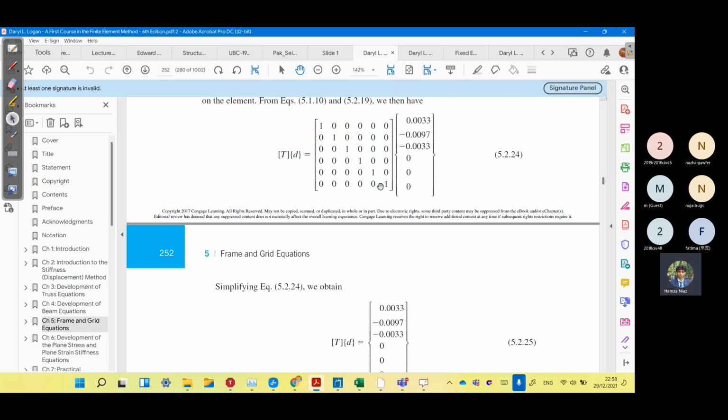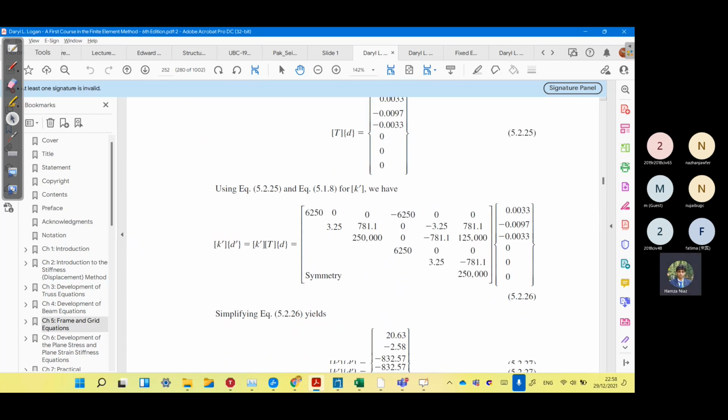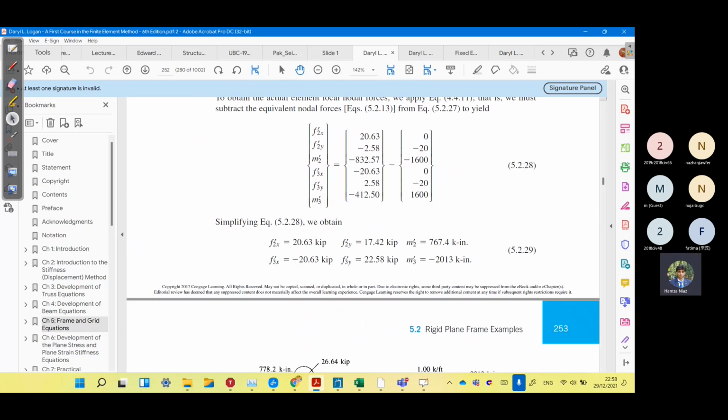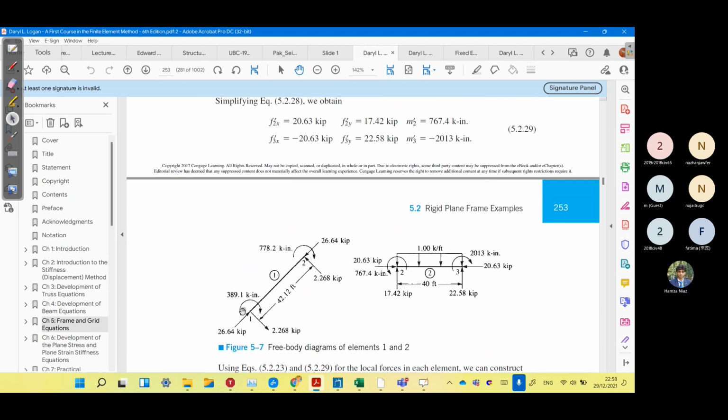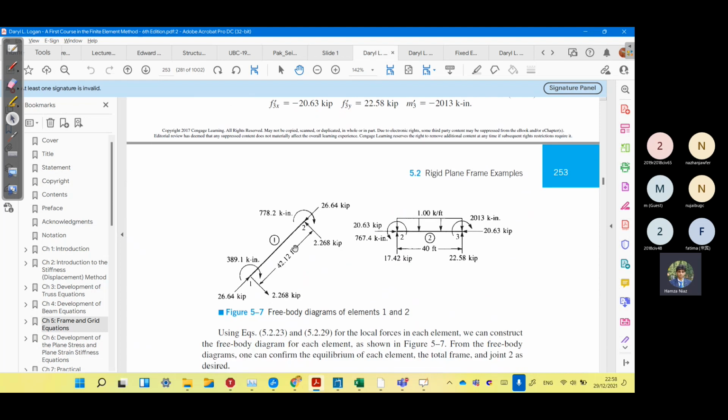This is an identity matrix, so this is for element number 2. We calculate these forces, and these are all nodal forces. So these would act along and parallel to the elements. You can plot this like this. If we combine them, we can calculate the reactions and plot shear force and bending moment diagrams.